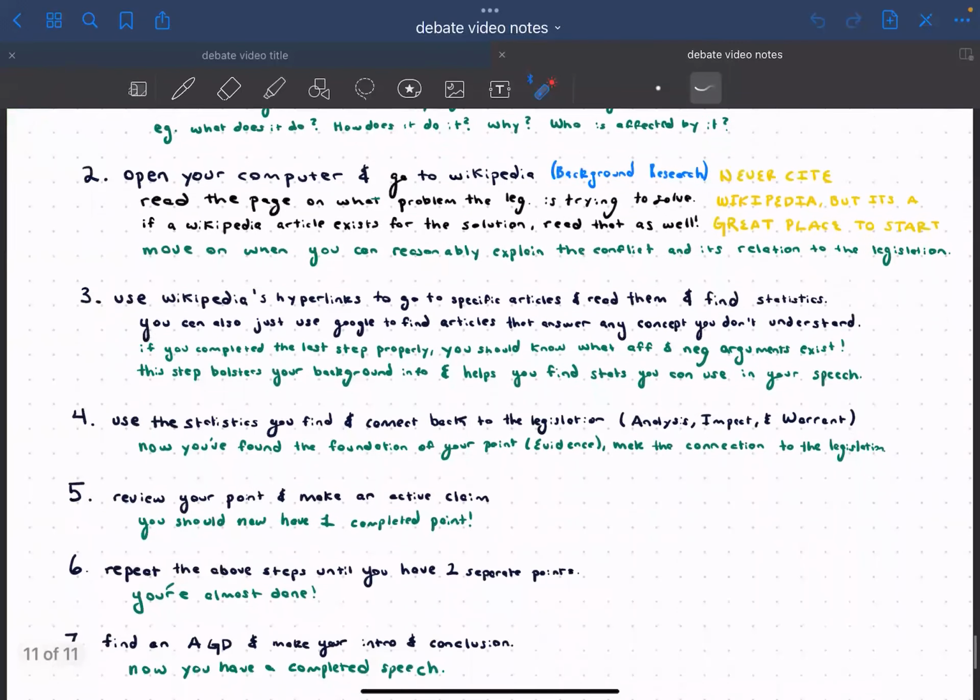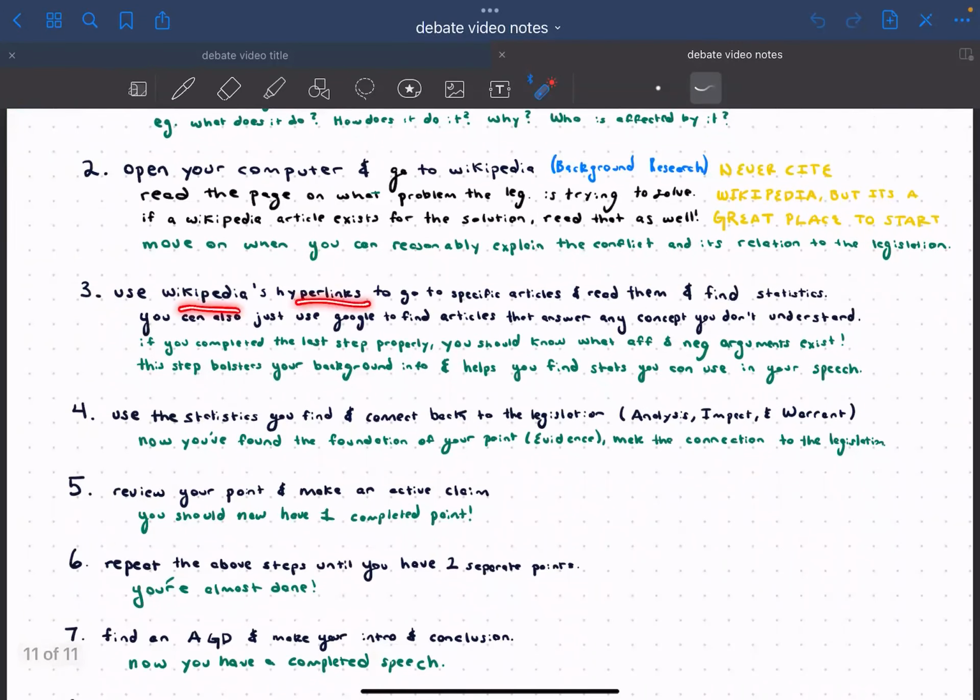Once you've done that, then you can use the Wikipedia hyperlinks to go to specific articles and read them. What you'll notice a lot is that Wikipedia will have like a superscript 1, like this little small 1 above the word. That's a source for what is being said in Wikipedia. So for example, if there's a really nice statistic that you found in a Wikipedia article, you can press that link and find the direct source from where Wikipedia got that number. And then you can use that as a source in your speech later on.